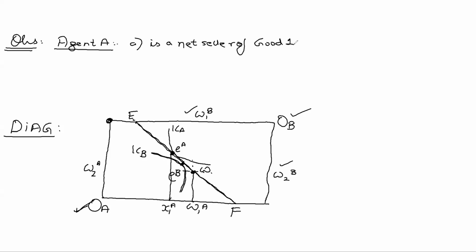If you look at agent B, we are talking only about good one. How much is agent B's endowment of good one? This much is agent B's endowment of good one. But how much is agent B consuming of good one? EB, you can stretch it to B's axis. So this is my X1B. So agent B is a net buyer of good one.